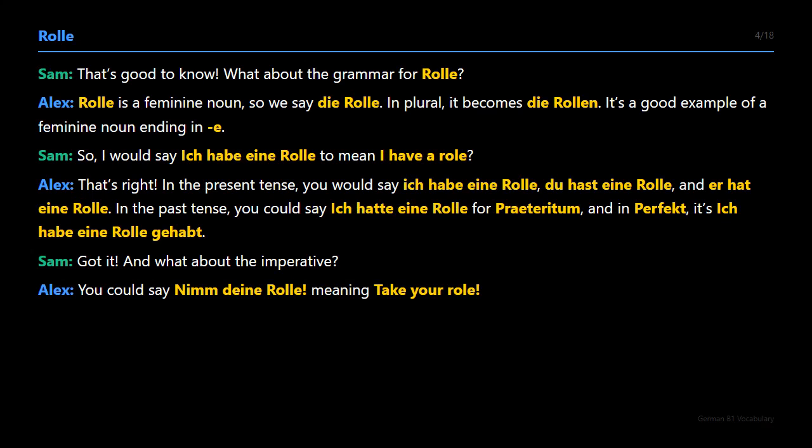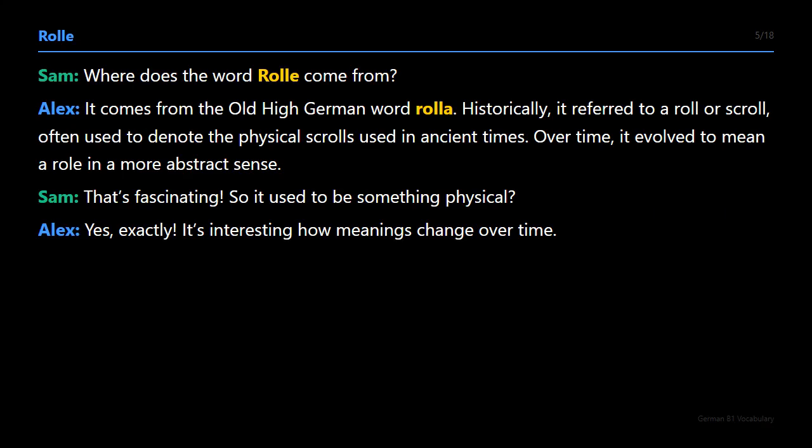Where does the word Rolle come from? It comes from the old High German word Roller. Historically, it referred to a roll or scroll, often used to denote the physical scrolls used in ancient times. Over time, it evolved to mean a role in a more abstract sense. That's fascinating. So it used to be something physical. Yes, exactly. It's interesting how meanings change over time.